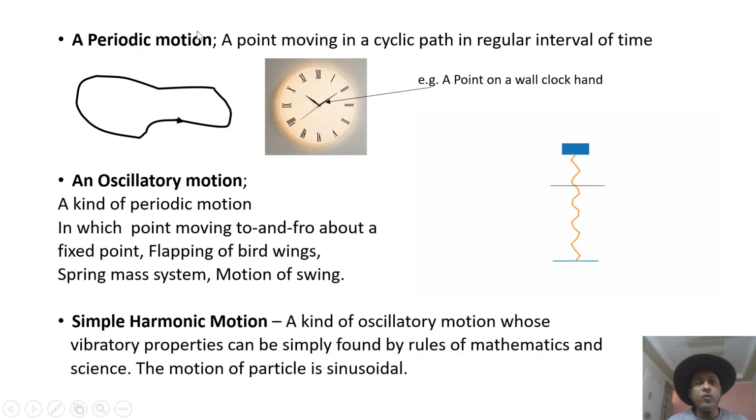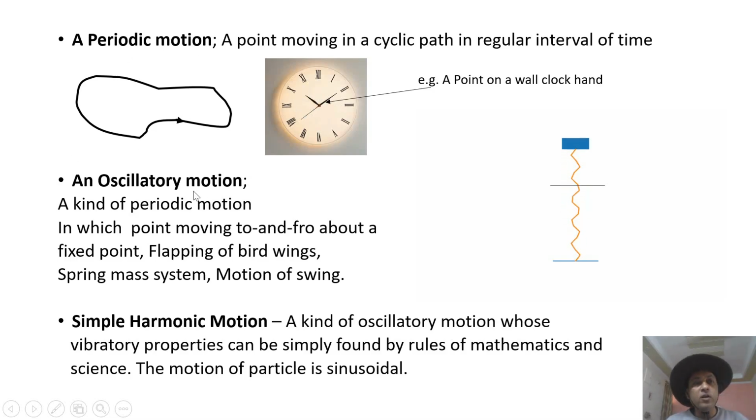First of all, what is a periodic motion? A periodic motion is one in which a particle follows a cyclic path and again reaches back to its initial point in regular intervals of time. A good example is any hand of a working wall clock. Any point on the hand comes back to its initial point in regular intervals of time. So this is a sort of periodic motion.